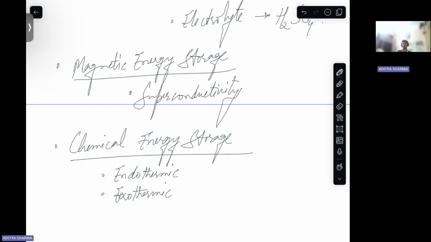So we choose one such reaction which is reversible. Here, when we have excess energy, we get our endothermic reaction done. Okay, and then when we want to use this energy, we move in the reverse path, where it will give heat because it's exothermic in that case. So this basically is your chemical energy storage.